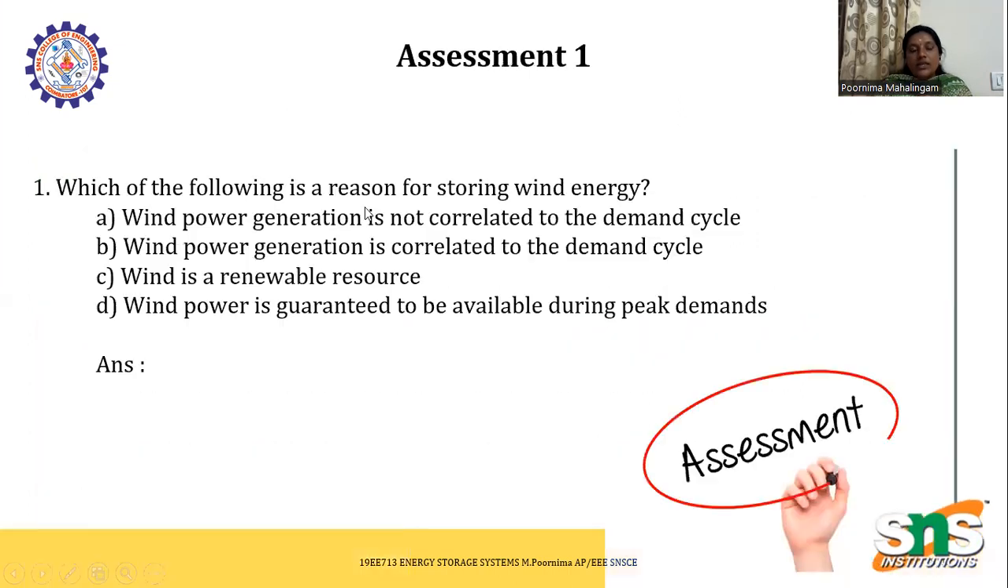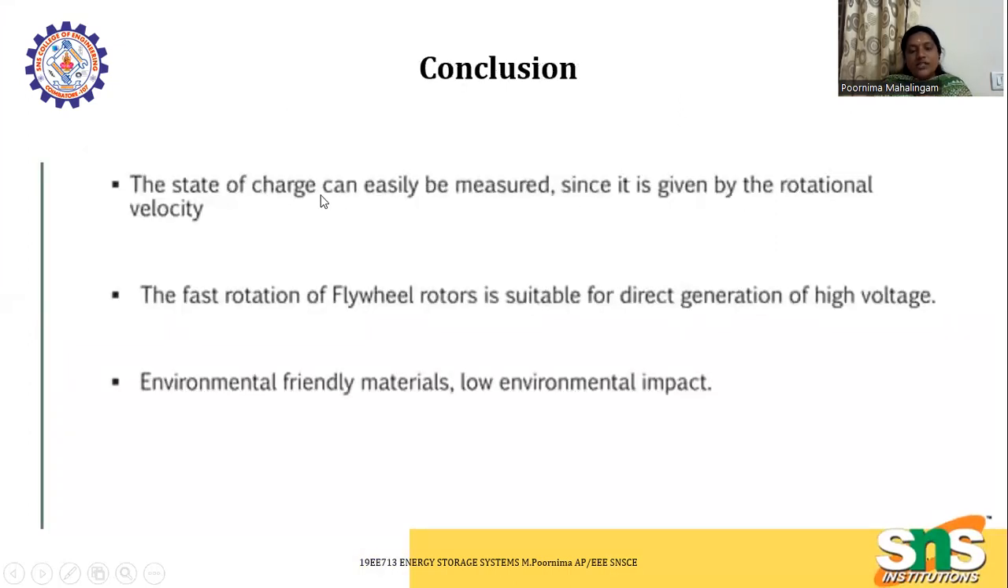And finally, concluding: the state of charge can be easily measured since it is given by the rotational velocity. The fast rotation of the flywheel is suitable for direct generation of high voltage, with environment friendly materials and low environmental impact. These are the conclusions for flywheel energy storage systems.